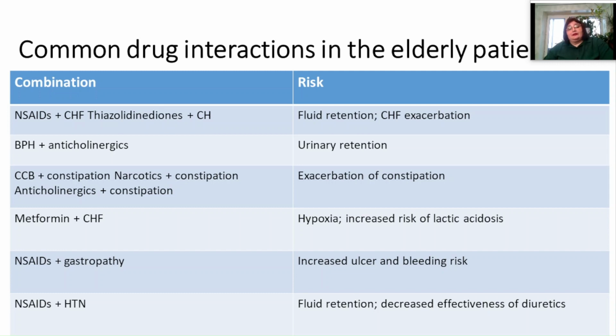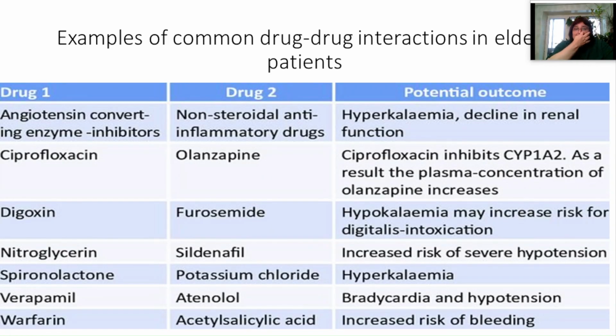Non-steroidal anti-inflammatory drugs plus HTN: fluid retention, decreased effectiveness of diuretics. And as another example of common drug-drug interactions in elderly patients, it can be angiotensin converting enzyme inhibitor plus non-steroidal anti-inflammatory drugs. It can cause hyperkalemia and decline in renal function.